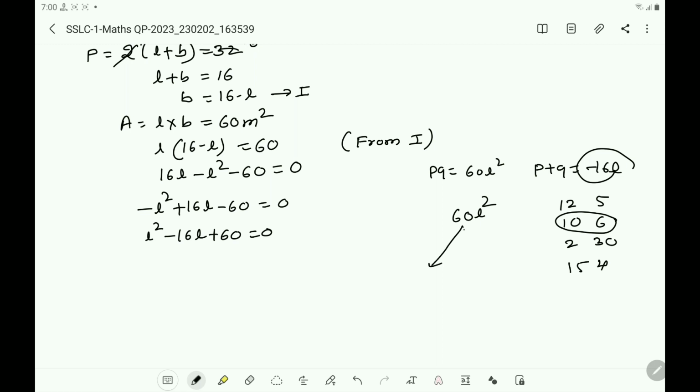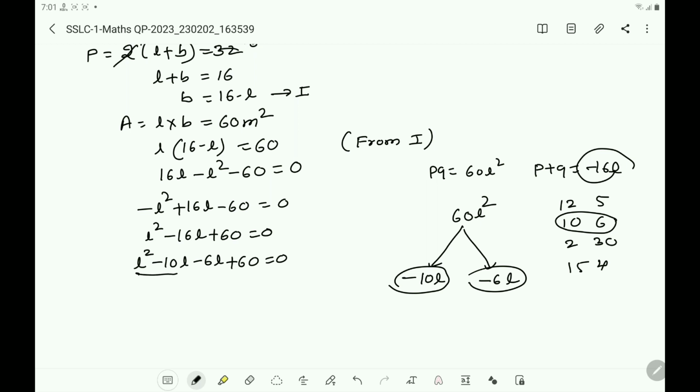Here the product has a positive sign, therefore both of them have the sign of the middle term, that is minus 10L minus 6L. Then you write it as L square and split this minus 16L as minus 10L minus 6L, and plus 60. You write as it is.